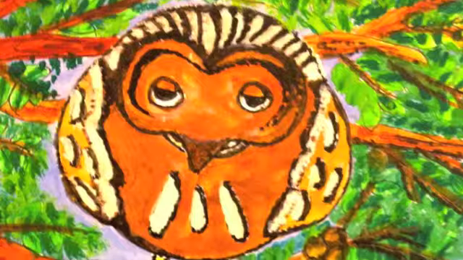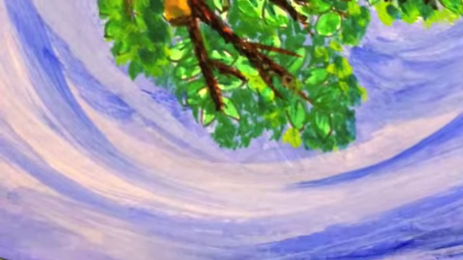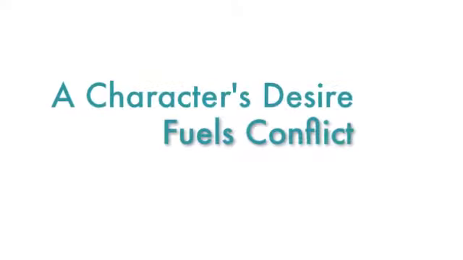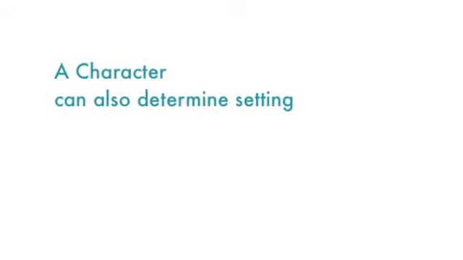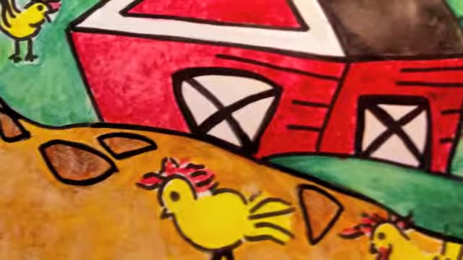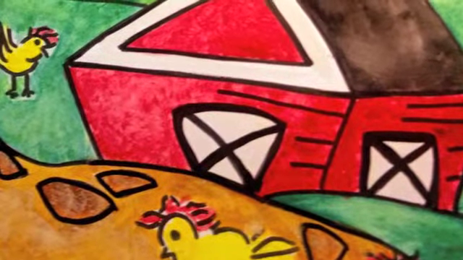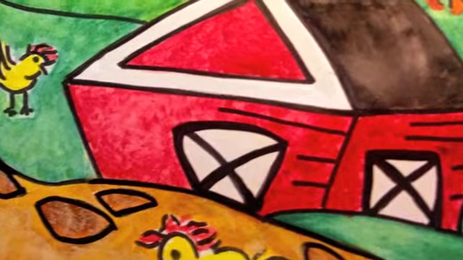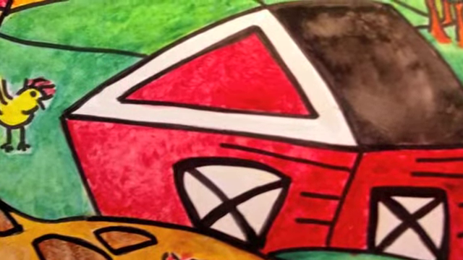So when you have your character and you identify a desire, something that this character wants, then you're on your road to creating a conflict. And out of that desire, you build a lot of other things. By nature, because Jerome is a chicken, it was natural that the setting would be a farm. And so in creating your character, it really allows you to also develop the other elements of the story.